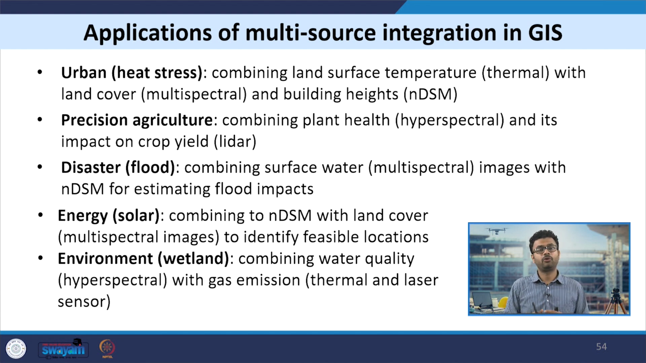The applications are also prevalent in the energy sector. For example, in solar energy, by combining the normalized digital surface model with land cover from multispectral images, it is possible to identify feasible locations for installation of solar panels. And also in environmental applications such as in wetlands, by combining the water quality measured through hyperspectral camera with gas emissions measured through thermal and laser sensors, we can identify which wetlands are contributing to different types of gas emission.